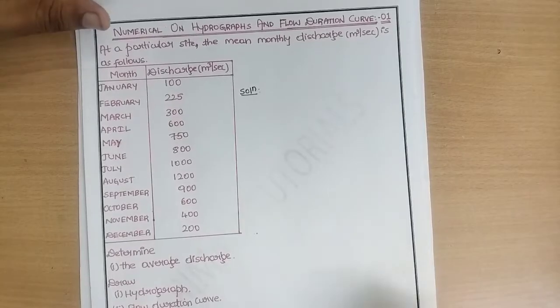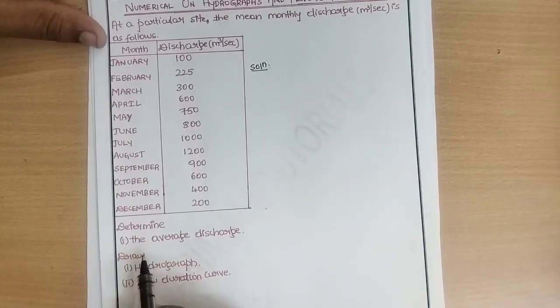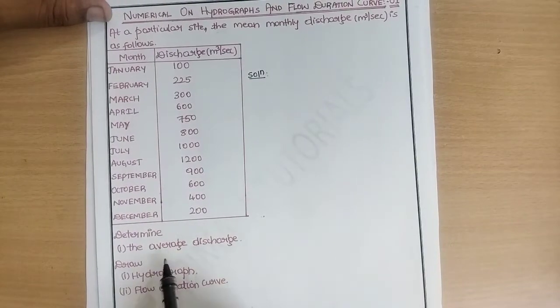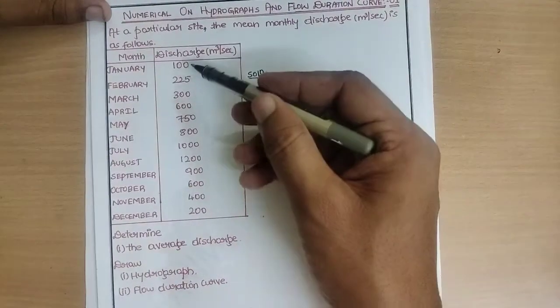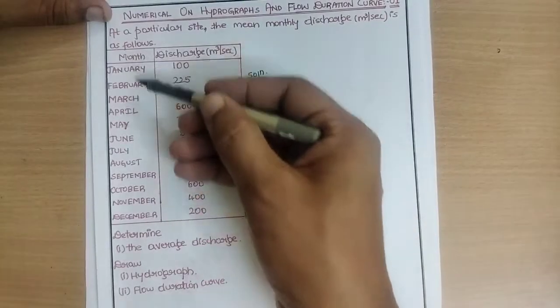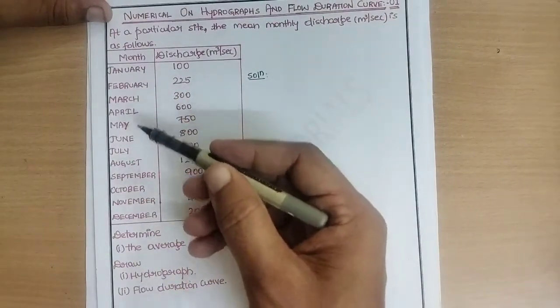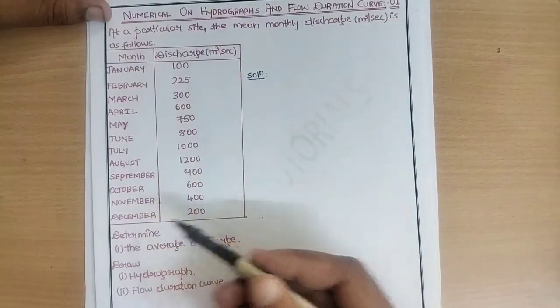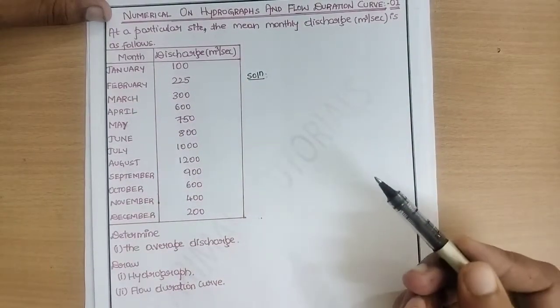The first part of the solution, we want to find out the value of the average discharge. How do we proceed? Average discharge is nothing but adding up of all the values divided by number of months. The number of months here is 12. Let us add all the values divided by 12. So that will be the answer for average discharge.